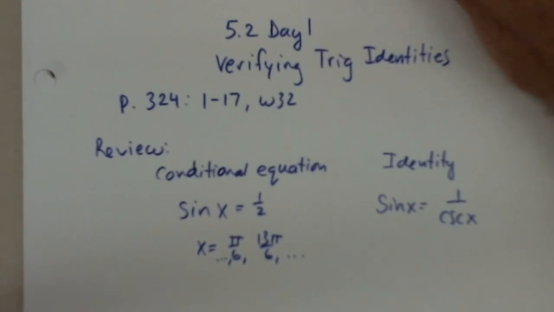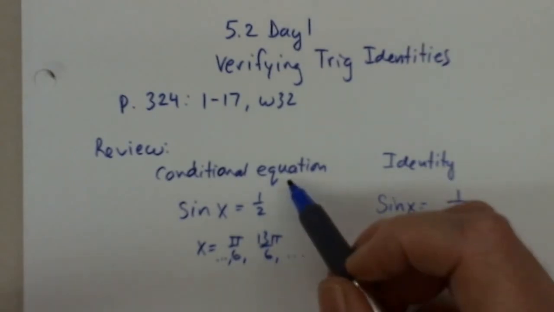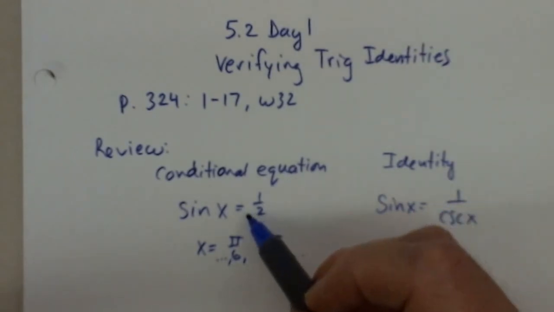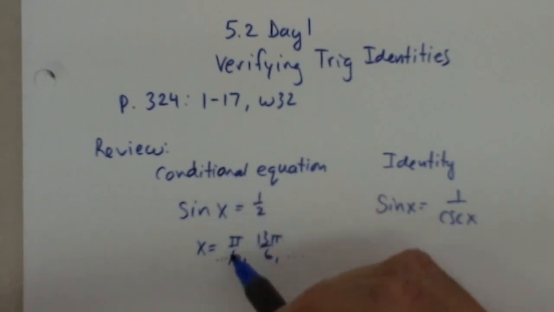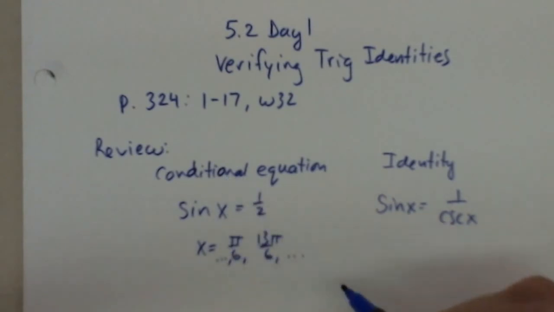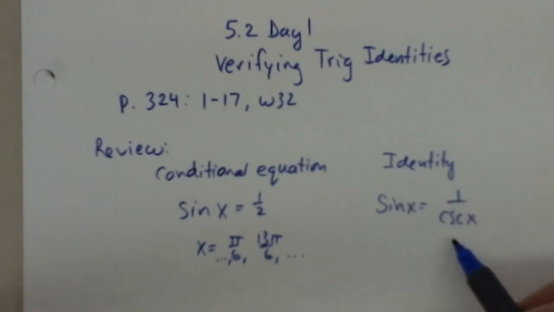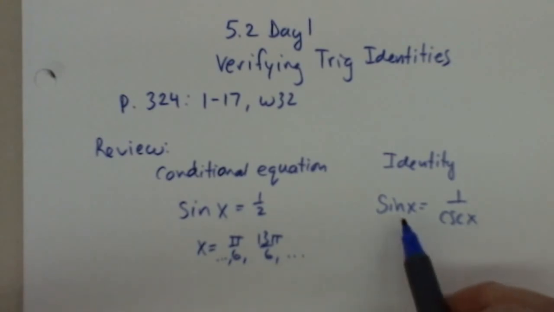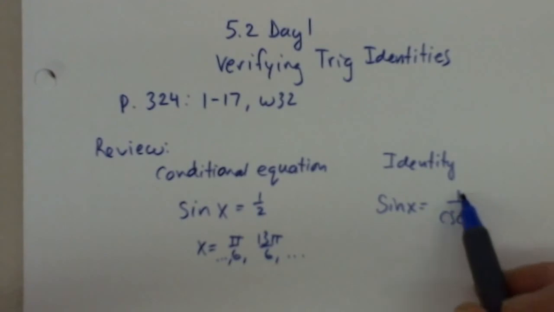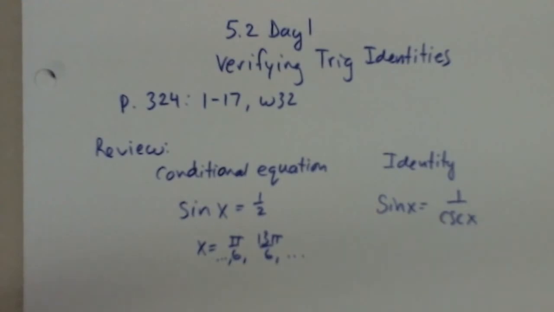We have a conditional equation. A conditional equation is true only under the condition that x equals a certain number. An identity is true for all values of x, all real values of x. And when we verify an identity, we will change one side until it looks like the other side, and then we've proven the identity.